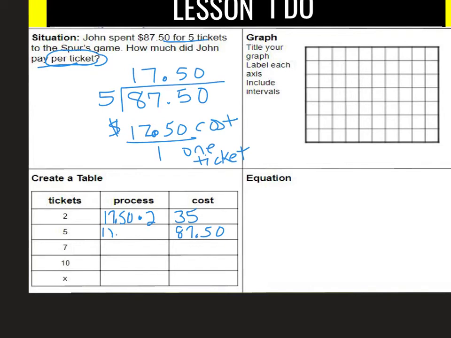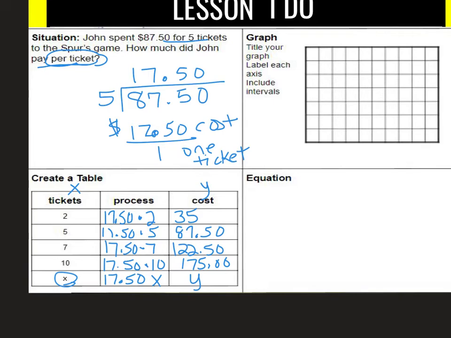$35. If I multiply $17.50 on my Desmos calculator times 5, I get $87.50. $17.50 times 7 is going to give me $122.50, and $17.50 times 10 is going to be $175. So I can see that for any number of tickets, I'm always going to multiply by the number of tickets in order to get the cost, which is my dependent variable.